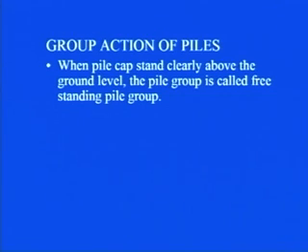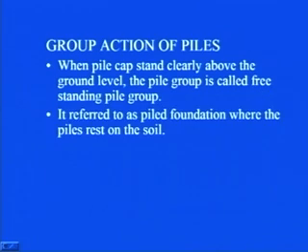When the pile cap stands clearly above the ground level, it is called a free-standing pile group. You must be wondering in what case it can be used. Just imagine a case of pile foundation for a river abutment. Due to the flow of the water, the soil above the piles will get scoured. So, the pile cap will not be in contact with the soil below it. In that case, that particular group will be called a freestanding pile group.